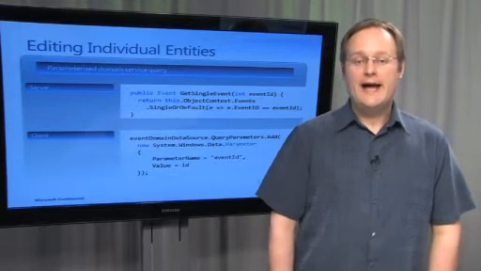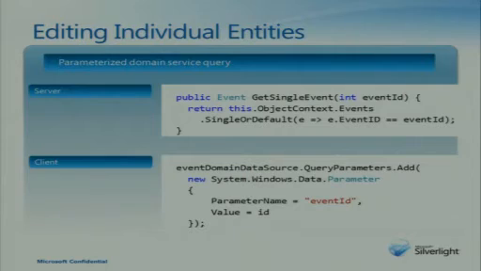We're going to look now at how to edit individual entities in a Silverlight front end. So in a previous talk, we showed how to display a list of events in our Event Manager application. But we're going to want to edit a specific event one at a time.